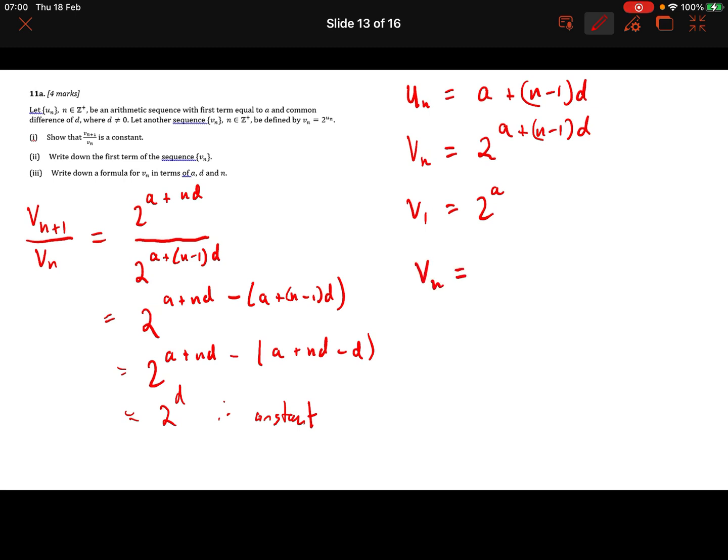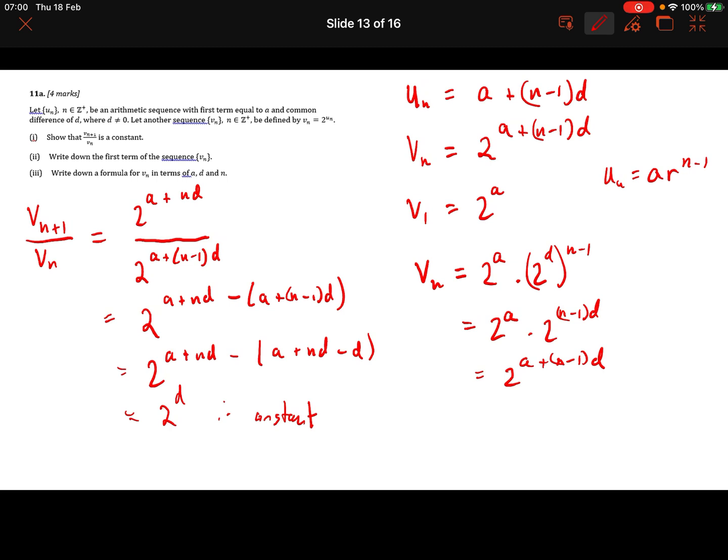But if it's a geometric sequence, remember, a geometric sequence is always Un is equal to a times r to the power of n minus 1. a is the first term, so that's 2 to the power of a. r is the common ratio, which we worked out as 2 to the d, to the power of n minus 1, which is equal to 2 to the a times 2 to the n minus 1 d, which is equal to 2 to the a plus n minus 1 d, which we already knew anyway. So we've got sort of two ways of showing that that is the case.